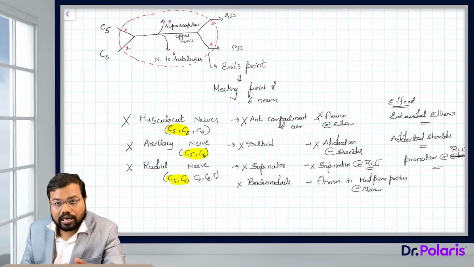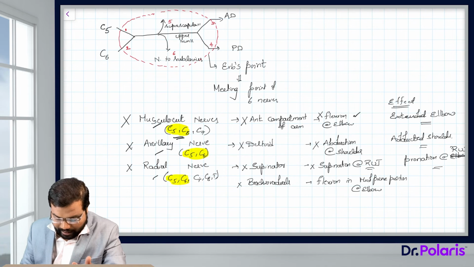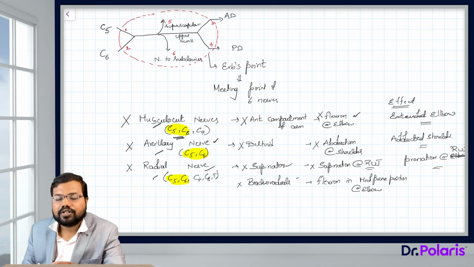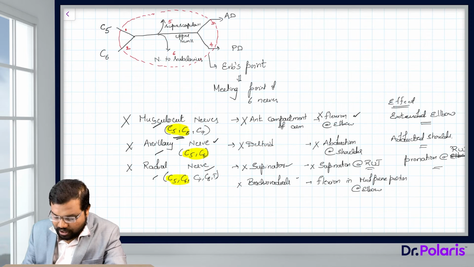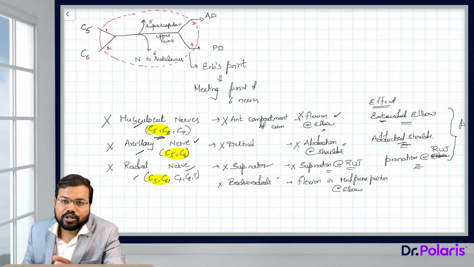Out of these, the major nerves damaged having the root value C5, C6 are the musculocutaneous, axillary and radial nerves. The musculocutaneous causes flexion of the elbow joint because it supplies the flexor compartment of the arm. The axillary nerve supplies the deltoid for abduction of the shoulder joint. The radial nerve supplies the supinator and brachioradialis; the supinator is for supination of the radioulnar joint and the brachioradialis is for flexion at the mid-prone position. So whenever these are damaged, elbow flexion is lost. That's why there is the extended elbow. Abduction of the shoulder is lost, so adducted shoulder. Supination of the radioulnar joint is lost, that's why there is pronation of the radioulnar joint. All these effects are called policeman's tip.